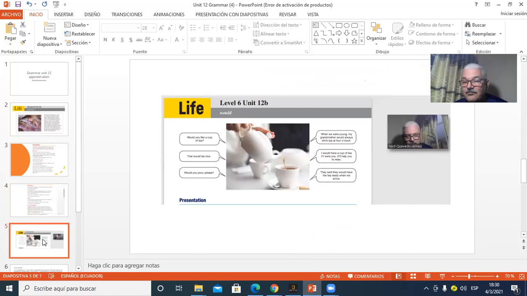Then the second item we had to analyze is would, as I mentioned. Well, you have some examples here, like, would you like a cup of coffee? That's normal. You have heard that before. Would you like a cup of coffee? What's the meaning of that? We will see it later. Then we could also say, that would be nice. Sometimes we use that expression. Would you pour, please? Or when we were young, my grandmother would always drink tea.